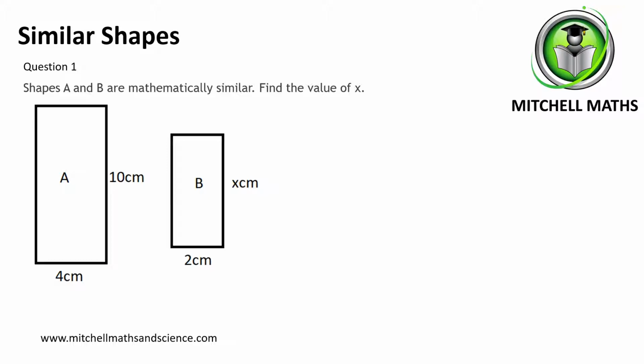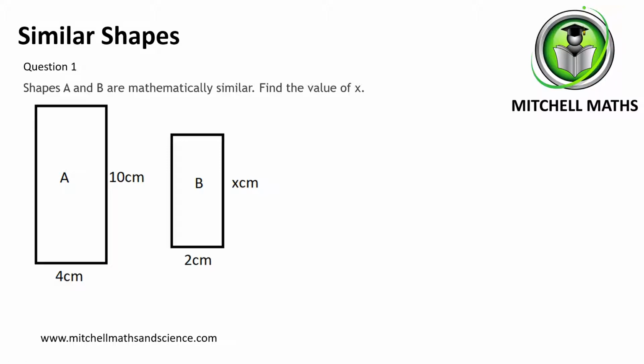So in this question we've got shapes A and B, and the first thing you're going to want to do if you're working out a question with similar shapes is find what the scale factor is. You can find the scale factor by dividing the two sides which are proportional to each other when you've got both the lengths.